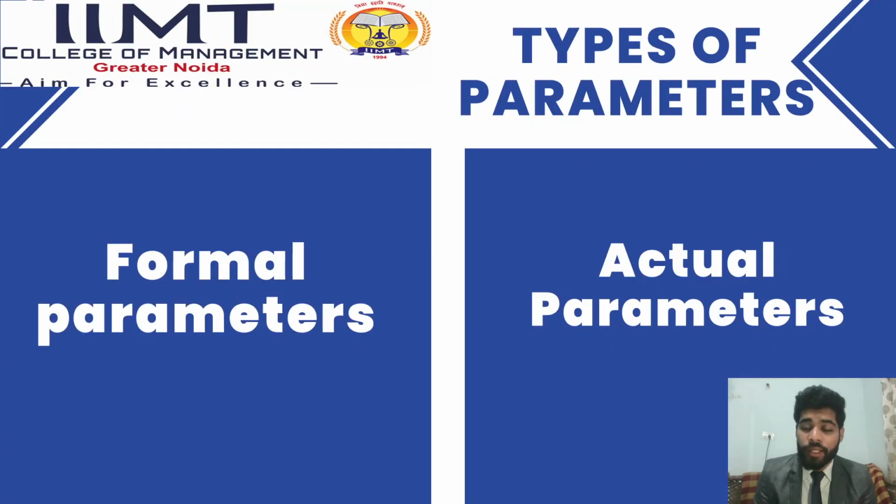Now we are going to discuss what are the types of parameters. So let's discuss it in a bit of detail. So parameter has two types, that is formal parameters and actual parameters. Now let's look at the formal parameters and actual parameters one by one.